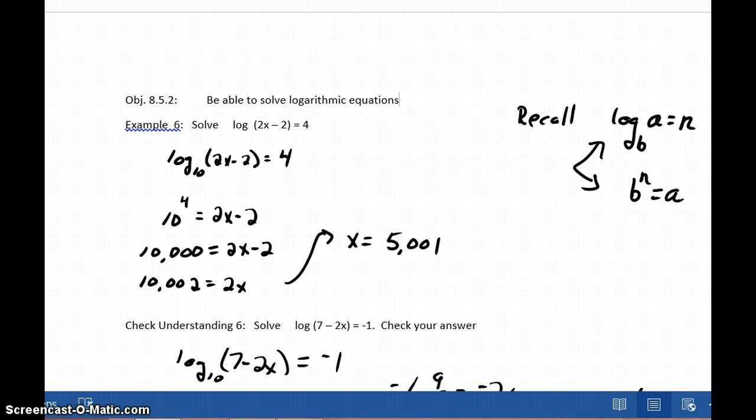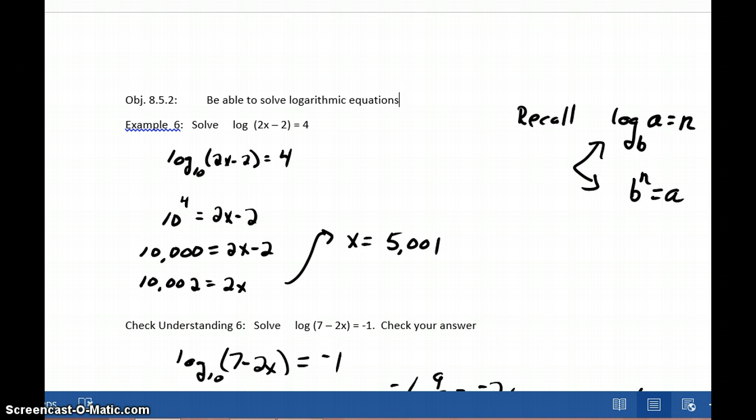Class, today we're going to look at the second part of Objective 8.5. That's Chapter 8.5, Objective 2. I think your notes might say 8.5.1, so there's an error on your notes. The topic is to be able to solve logarithmic equations.